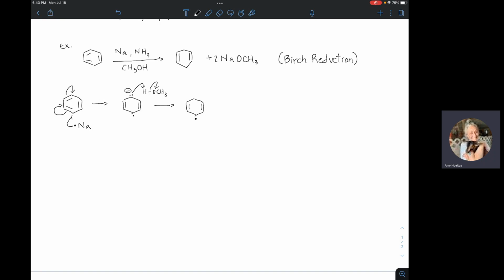I have my free radical there. Here, I've got 1 equivalent of sodium methoxide. If it helps, you can draw this like that so that you can keep track of your charges if you like. Sodium comes in again. Plops a valence electron there. This is going to again attack another equivalent of methanol.